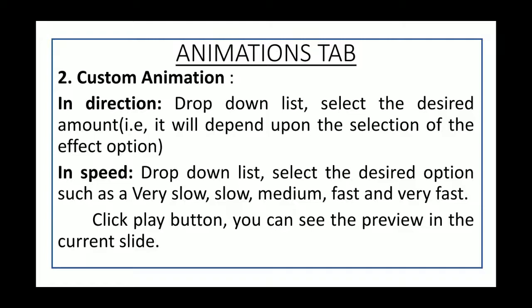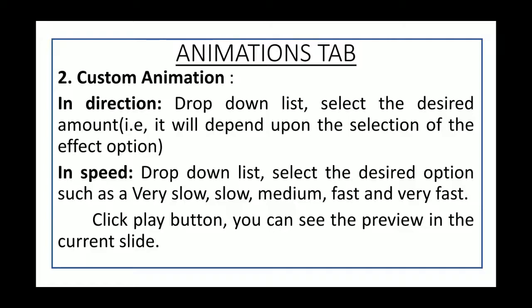In speed, a drop down list will be there. The desired options are very slow, medium, fast, very fast. Whichever you want you can select, and you can apply it for that slide for setting the animation, that is custom animation. Very slow means the movement will be very slow. Very fast means it will be very fast. According to whichever speed you want to apply to your slides, you can apply through these options.